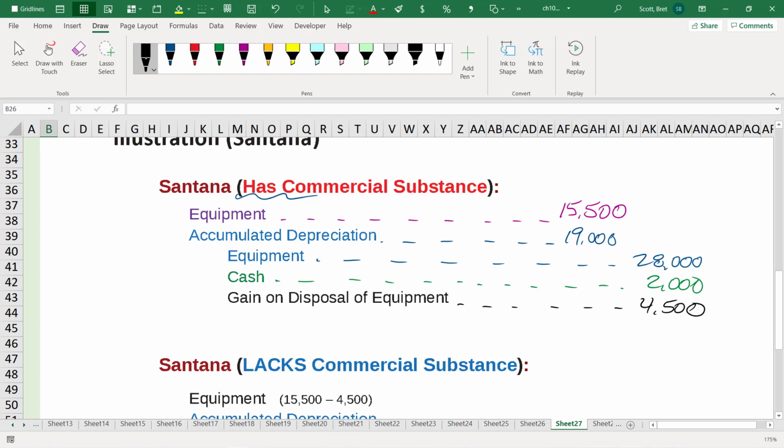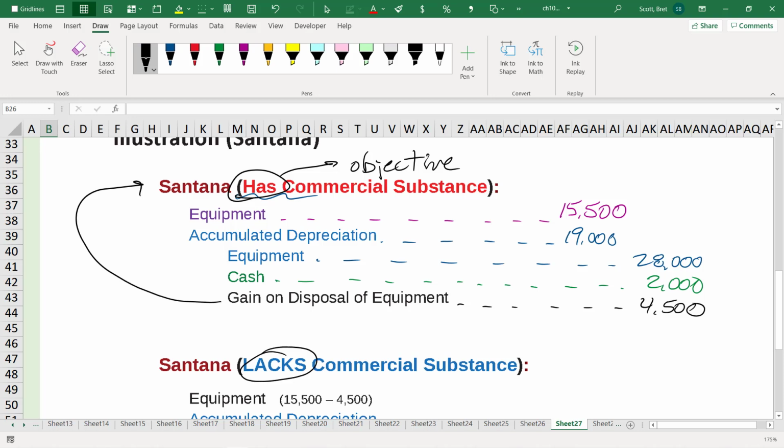Why am I showing a gain in this situation? Because this transaction has commercial substance. It's objective. It's an arm's length transaction. It doesn't involve family. Anybody would probably be offered this type of transaction, so this gain seems fair. But what if Delaware is a family member of Santana?